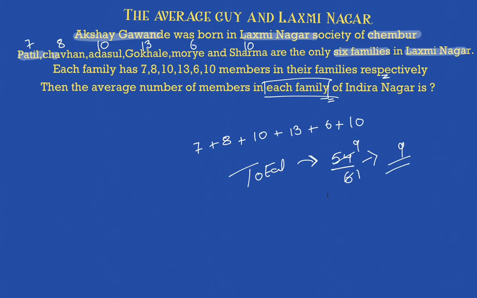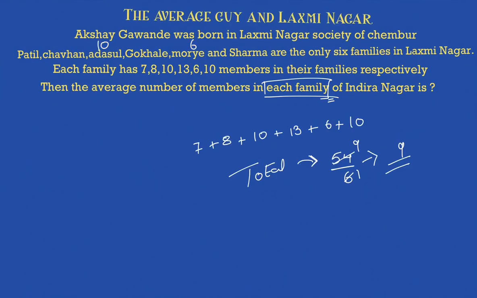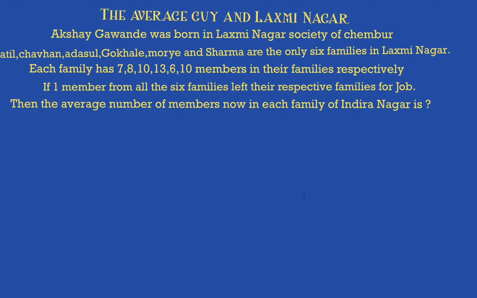You just have to add the total number of members in Laxmi Nagar and divide that by the total number of families. So you will get the average number of members per family. Okay, and that's how this question becomes simple. So let's move on to the next part of this. The same question, but we have a next part of it. Let's see part 2 of this question.